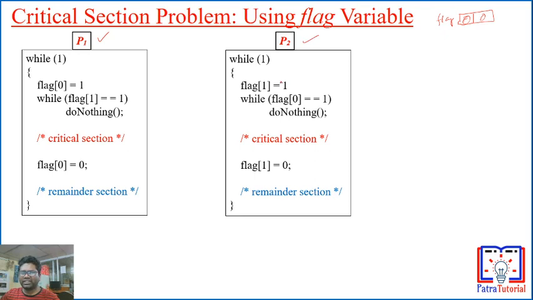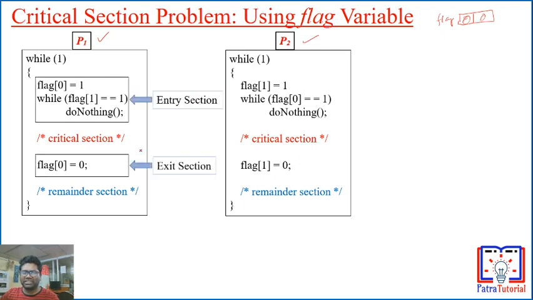Now, what they are doing is, see, this part of the code is the entry section, and this part of the code is called the exit section, after the critical section, as I already discussed in the last video. In the entry section it is updating the value of flag 0. This is for process p1 and this is for p2. This flag array has two values, and initially both of them are 0, or false.